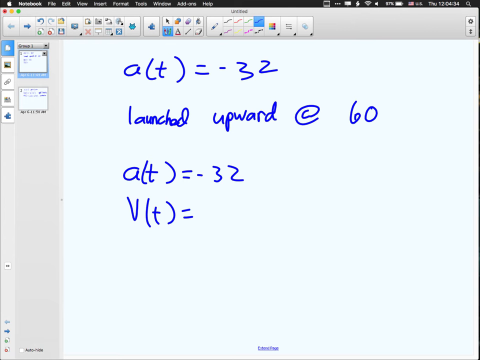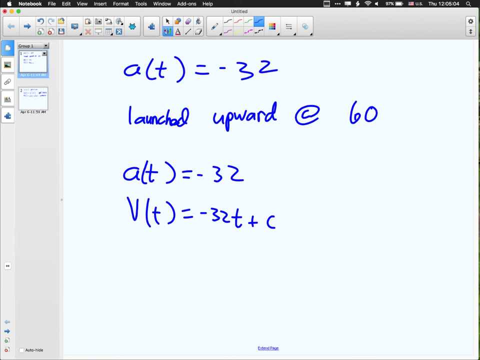The antiderivative. And what is the antiderivative of negative 32? Negative 32t plus c. Now, is there some way to figure out what c is? For instance, with the information that they gave us. What information did they give us if we wanted to put that in sort of a mathy language?